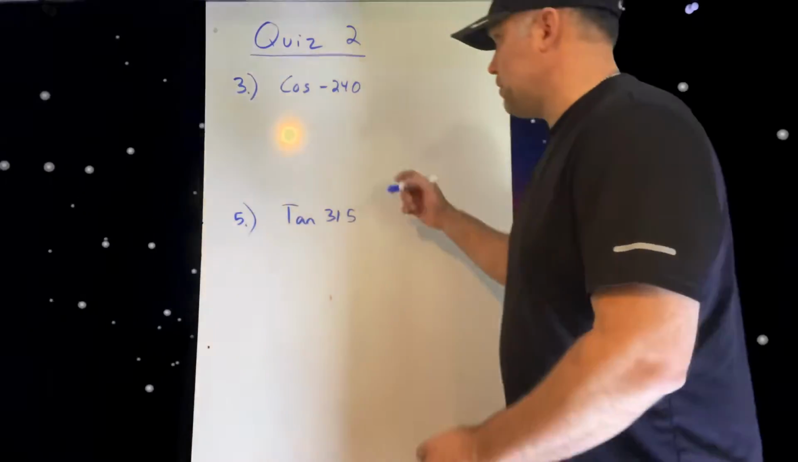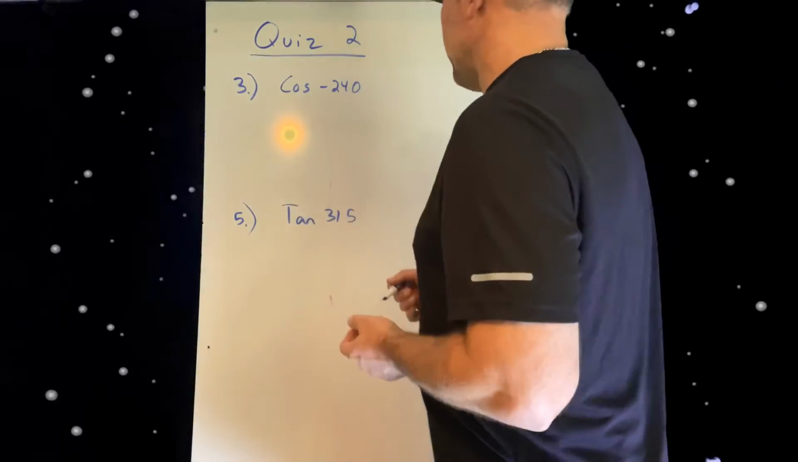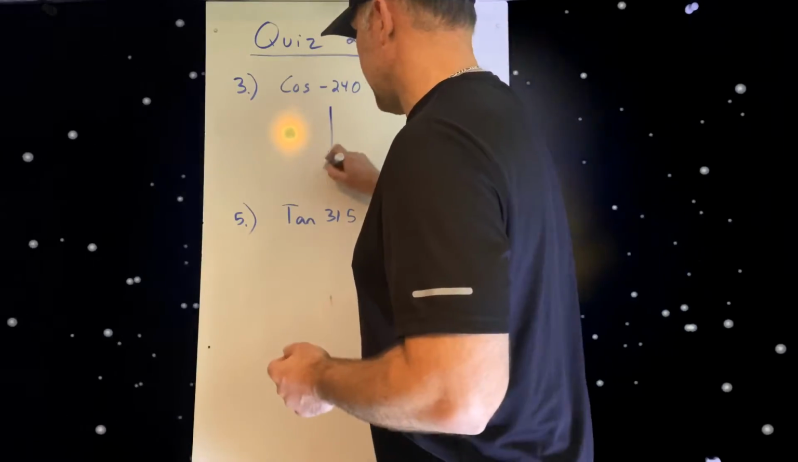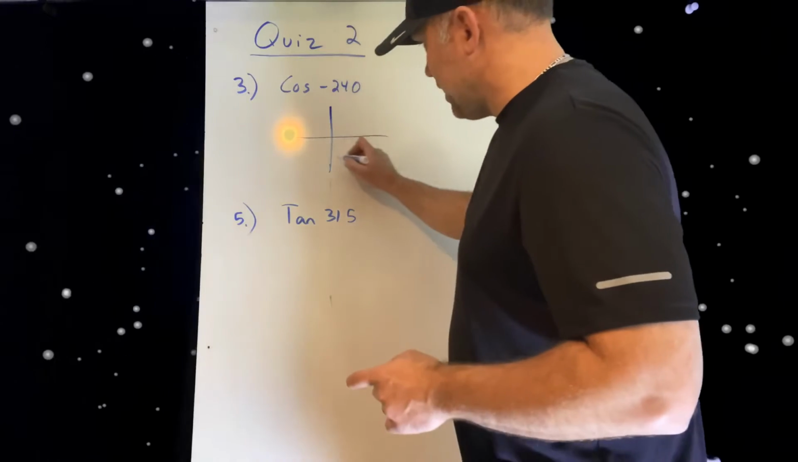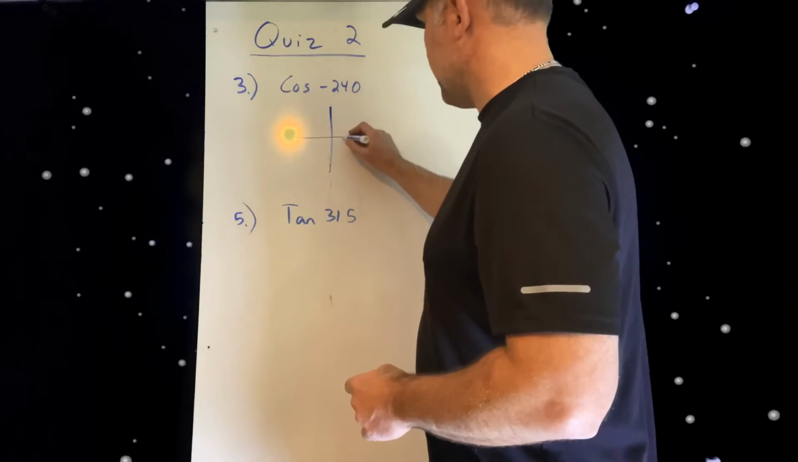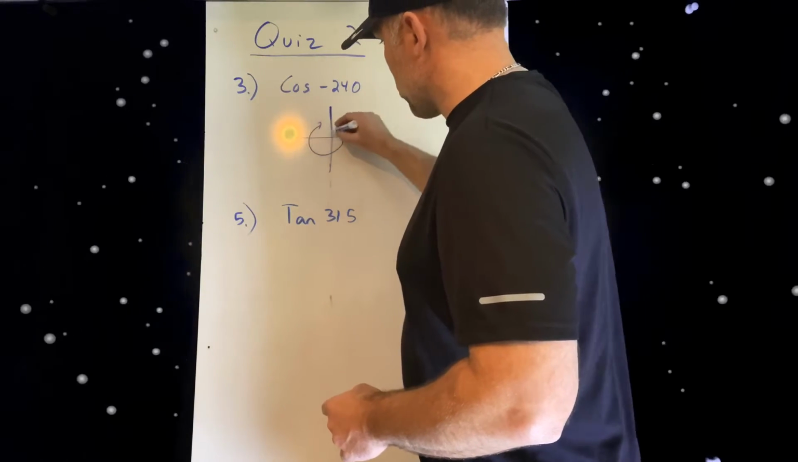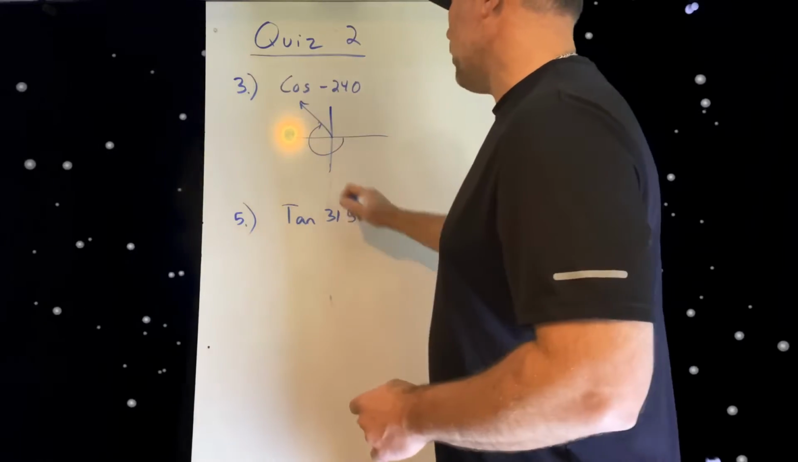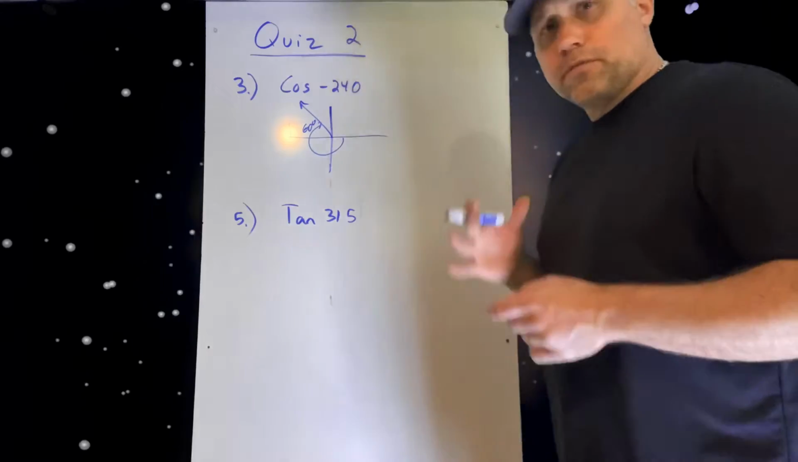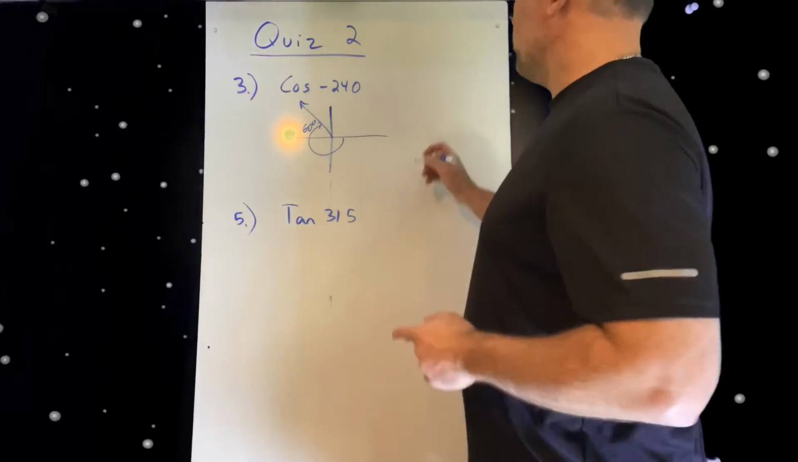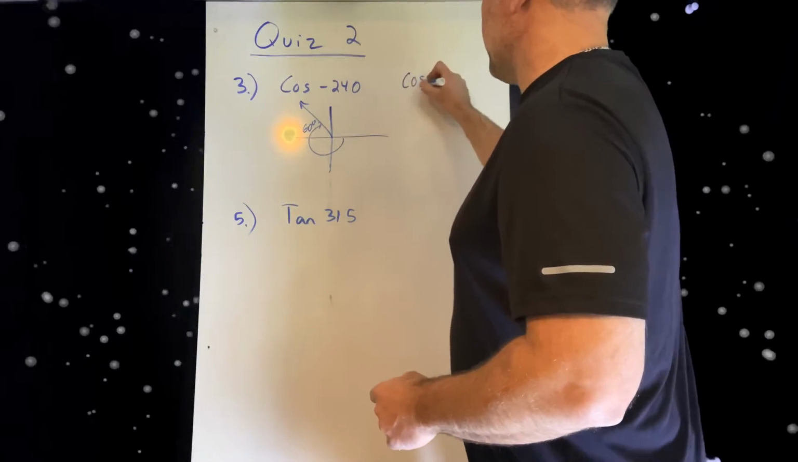It was the cosine of negative 240. So the first thing you want to do is sketch a picture and get your reference angle. Remember, negative angles go in the negative direction, so they go this way. So negative 240 is going to be right there, and it's going to have a reference angle of 60 degrees. All right. I think most of you got that part. So you knew that this was the same as finding the cosine of 60.